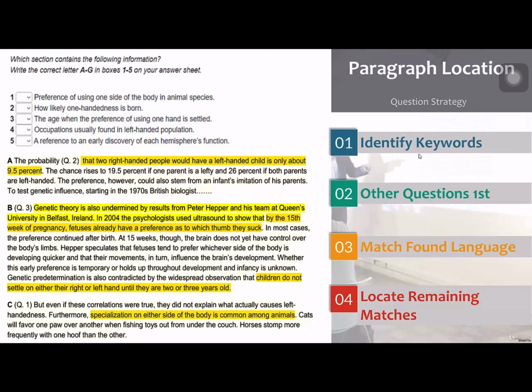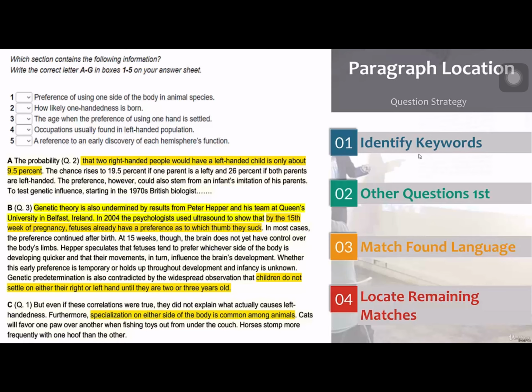Section B: genetic theory is also undermined by results from Peter Hepper and his team at Queen's University in Belfast, Ireland. In 2004, the psychologists used ultrasound to show that by the 15th week of pregnancy, fetuses already have a preference as to which thumb they suck. So this one is matching number 3, right? This is where you're going to find that information.